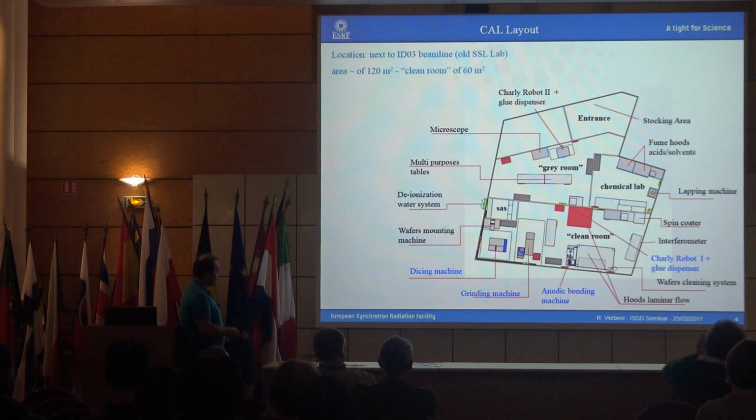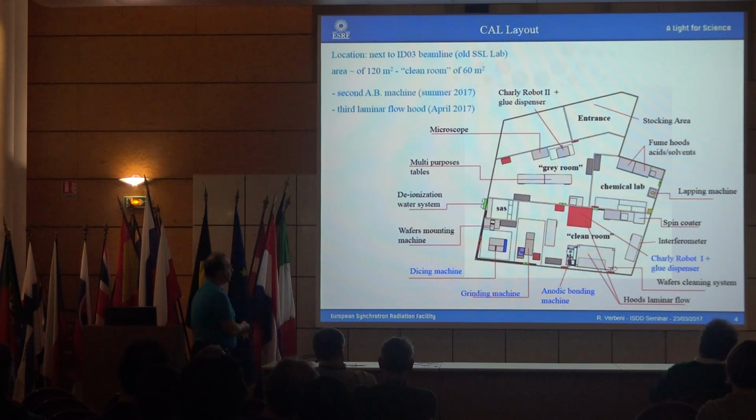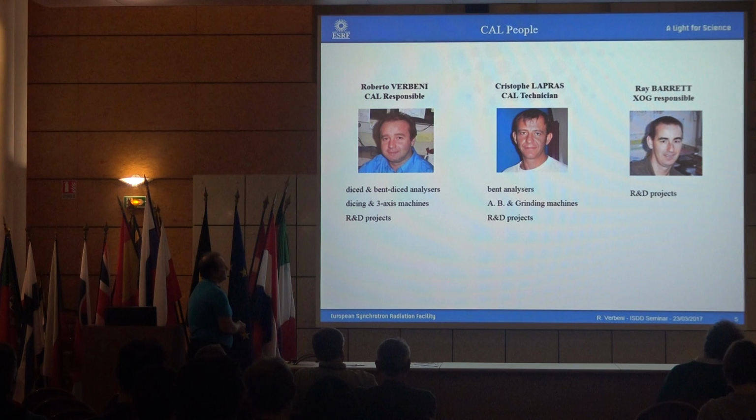This clean room is already quite busy, but nevertheless, we are going to install a second anodic bonding machine associated to this hood here, and another fume hood should stay here with all the material for the gluing of germanium analyzer. It's a spin coater, curing oven for the UV glue, and so on.